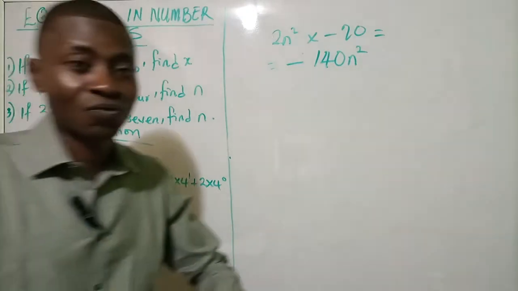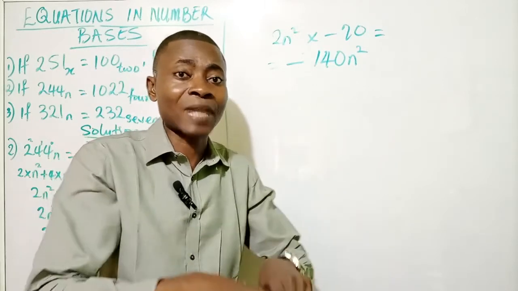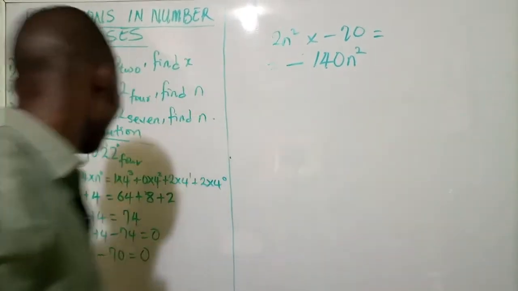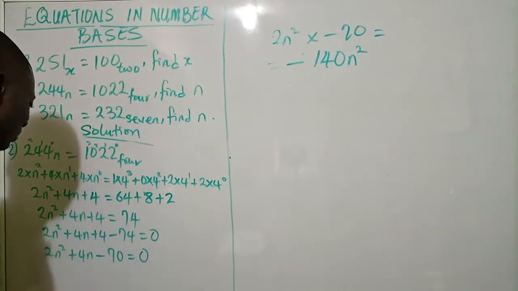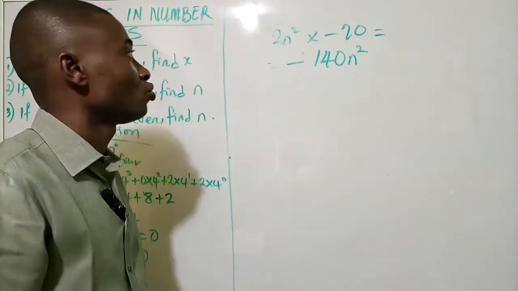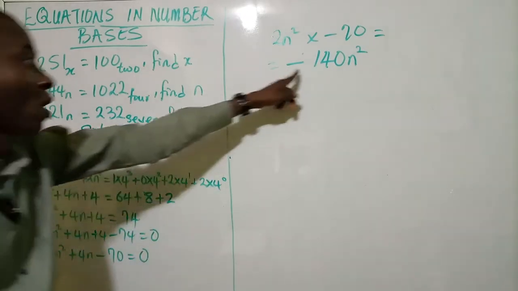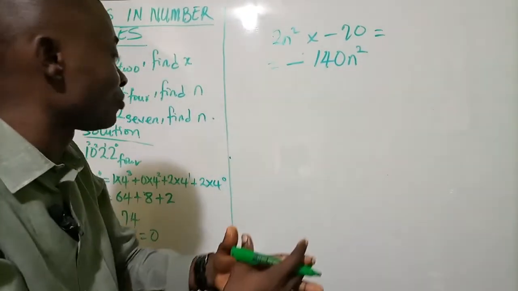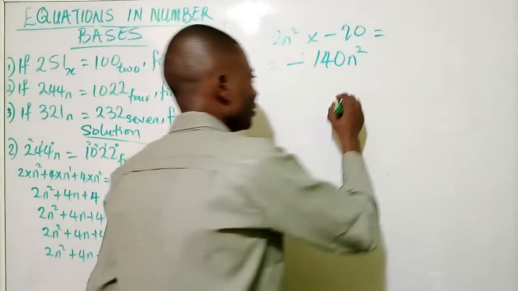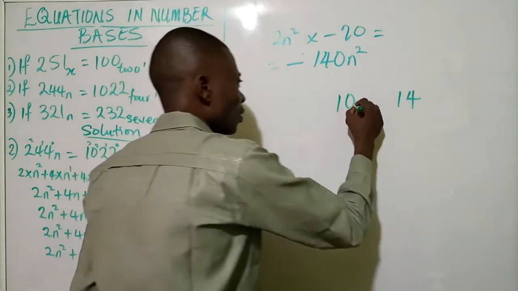Now we ask ourselves, what two numbers will you multiply together so that when you multiply them, you will get minus 140n squared, and then when you add them together, you will get 4n? Of course, the numbers that should come to your mind, we should be looking at 10 and 14, because 10 times 14 is 140.